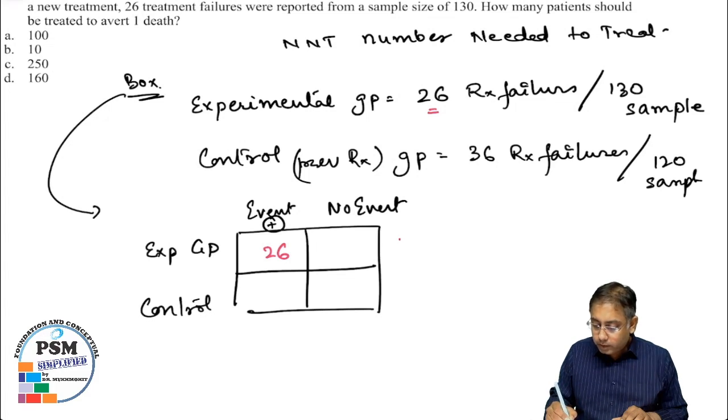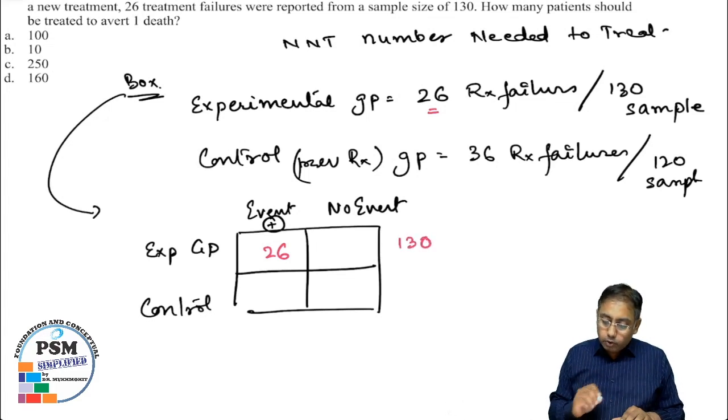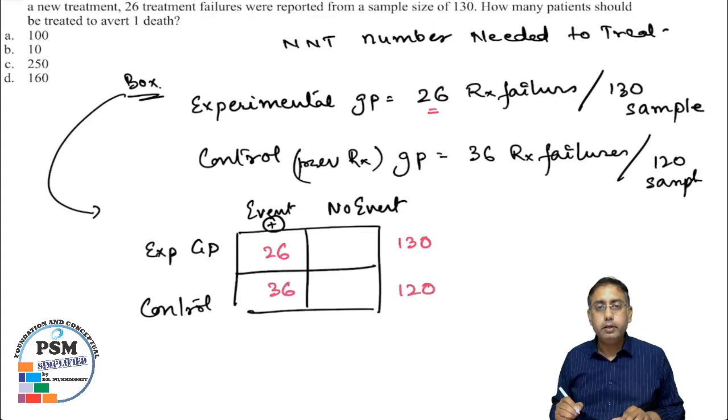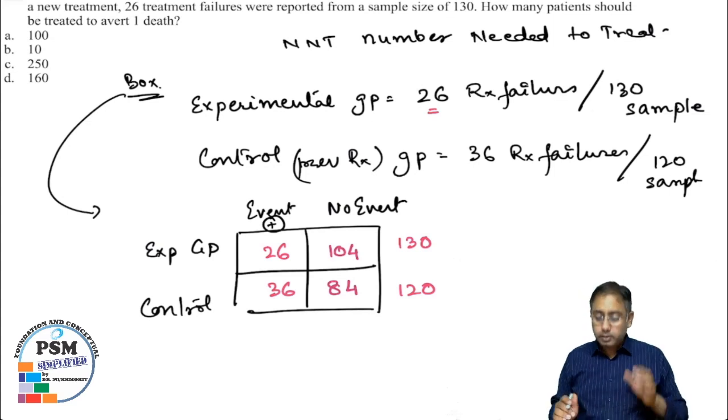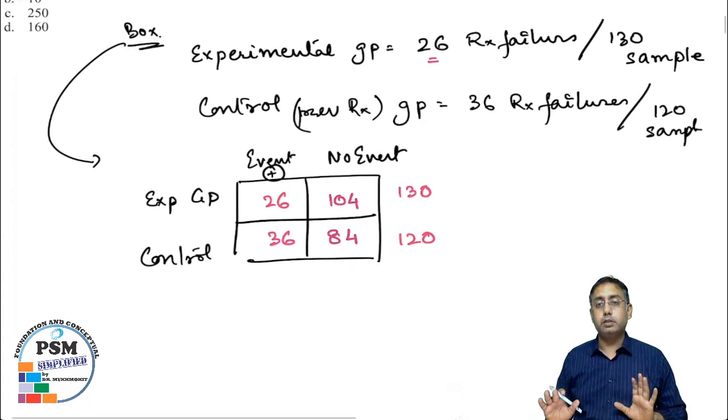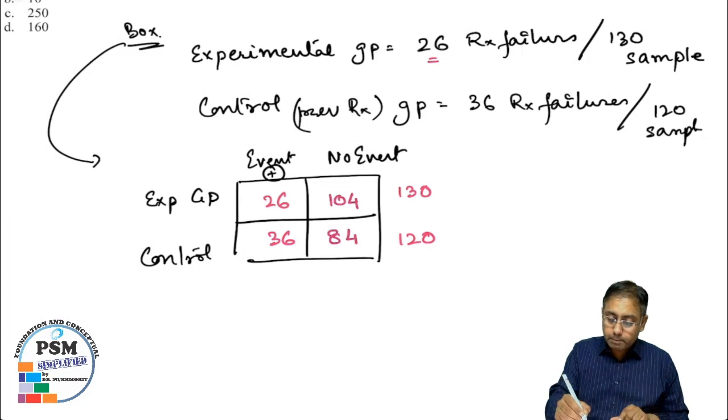In total it was 130. In the control group, there was a total of 120, out of which 36 people got the event, got the disease or the death. So how many are remaining? 130 minus 26 is 104. 120 minus 36: 120 minus 30 would be 90, and then 84. Okay. So that is what I deduce from this question. So that was my step number 1.